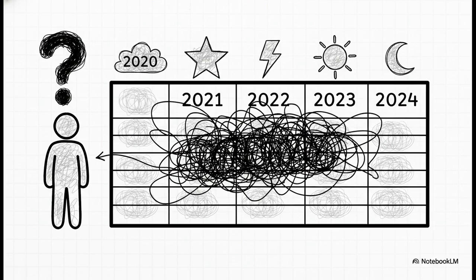Imagine this. A nonprofit is tracking donations. But instead of doing it properly, they just add a new column every year. Donation 2020, donation 2021, donation 2022. Now try to answer a simple question like, show me everyone who donated in 2020 and 2022 but skipped 2021. It becomes a total nightmare to figure out. That's the real cost of bad design.